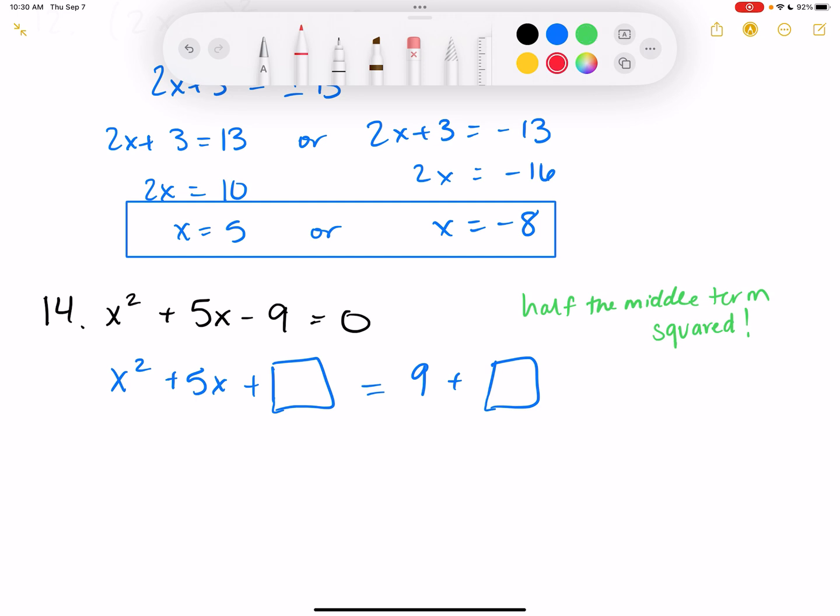So, half of 5 and then squared. So I would say on the left side, write it that way because you're trying to get a perfect square trinomial on the left. On the other side, you can go ahead and actually multiply it through. So that's going to be 25 over 4.